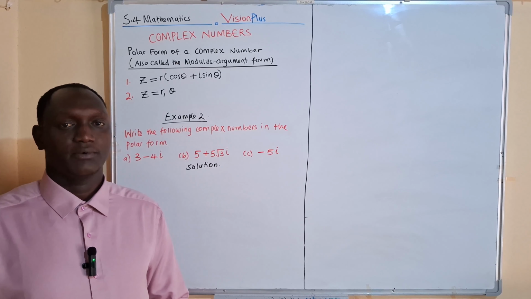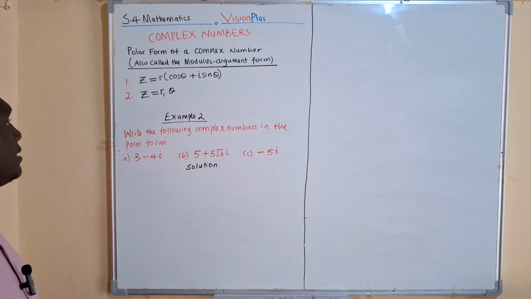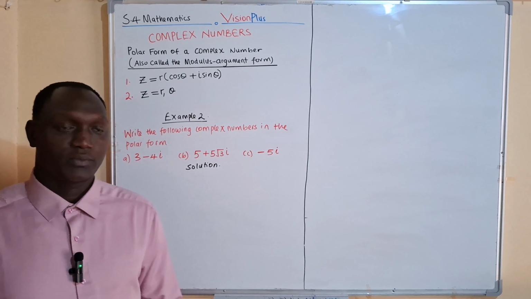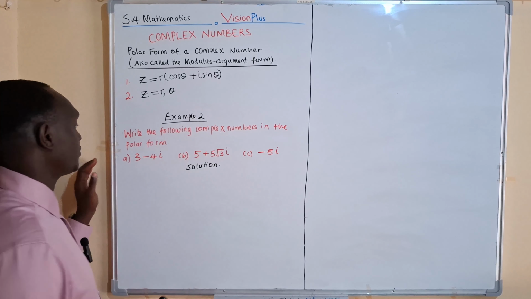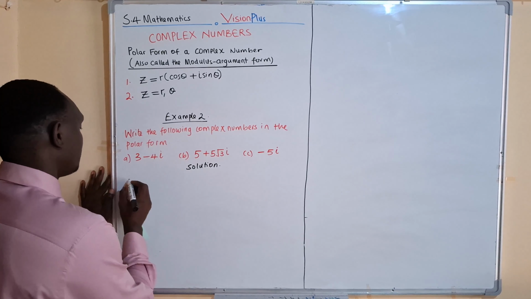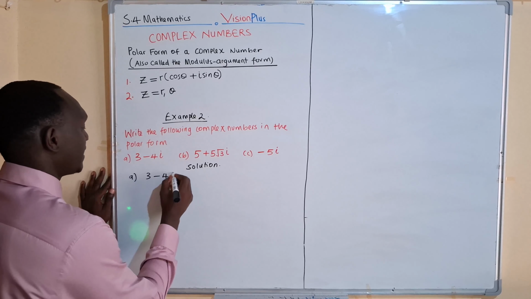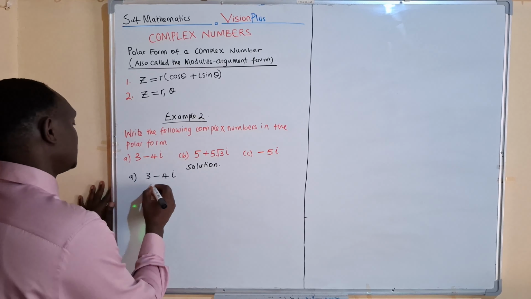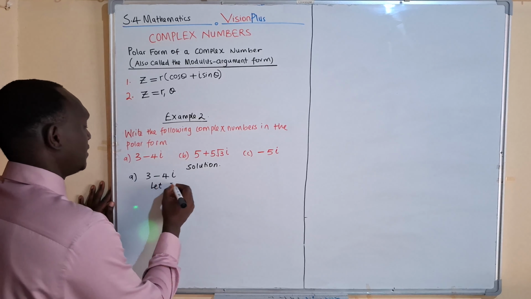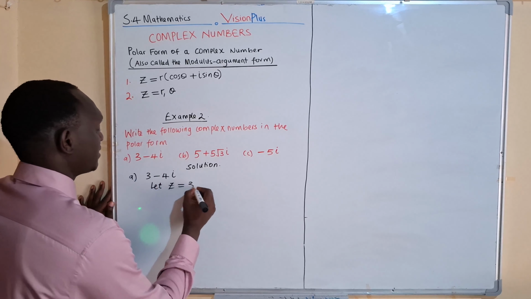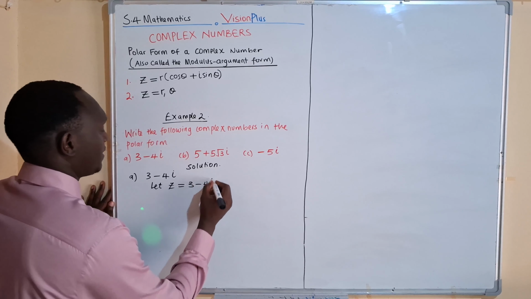We are now on example 2 under polar form of the complex number. Example 2 says that we need to find the polar form of the following. A, we have 3 minus 4i. To make your work easy, just say let z be the complex number 3 minus 4i.